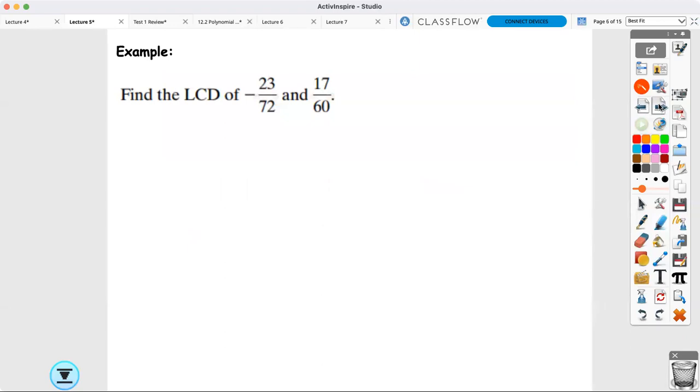Example: finding the LCD of negative 23 over 72 and 17 over 60. Now remember, the LCD is from the denominators. Can we do method 1, where we write the multiples of 60 and the multiples of 72? Yes, we can do that, but we are not going to do that. We're learning a new method with this example. I'll give you a few seconds to set this up in your notebook before we jump in.